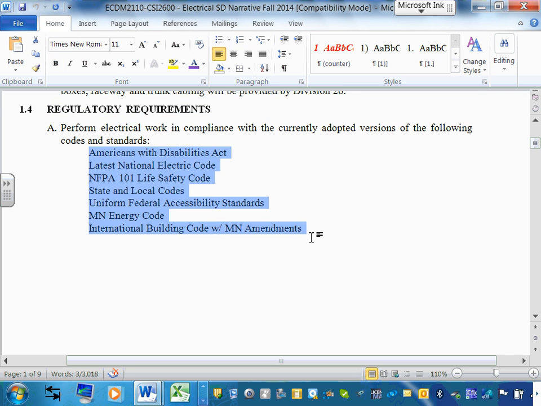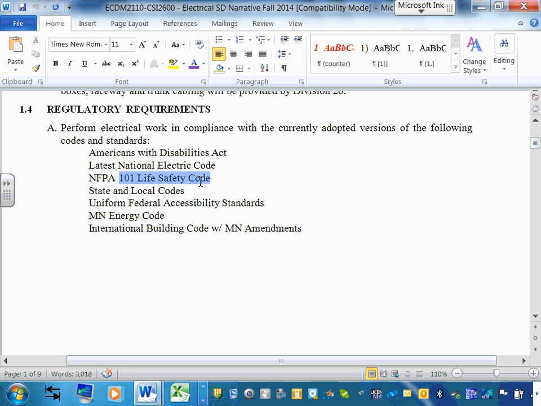These are, in addition, the American with Disability Act. Does it ring a bell from yesterday when we talked about the lecture, the American with Disability Act? You have to meet the American with Disability Act. So you can't put a switch 7 feet above the ground or 6 feet above the ground. It has to be within 42 to 45, I think, inches from the finished floor so people with disability can reach it. National Electric Code, the latest.